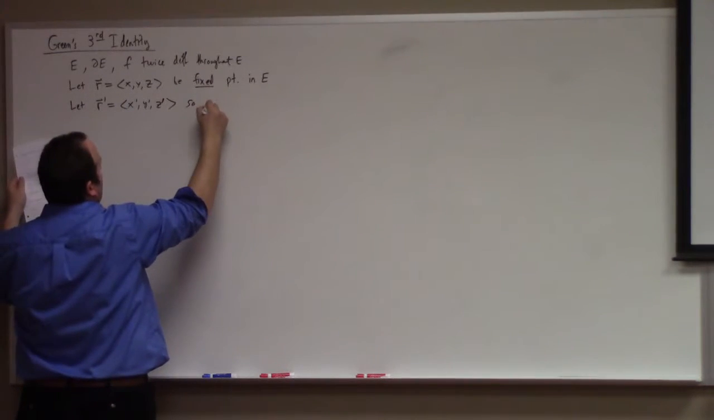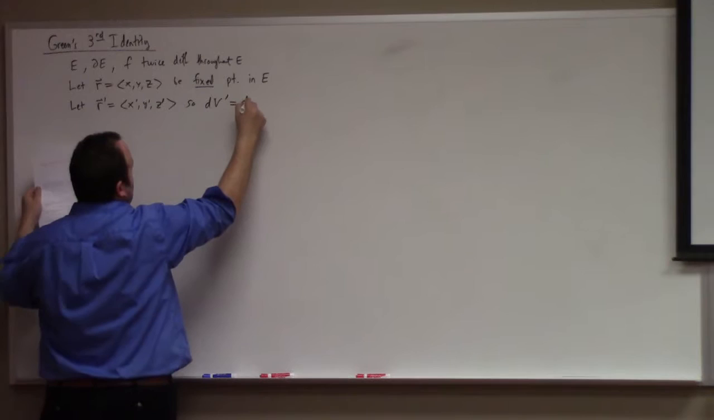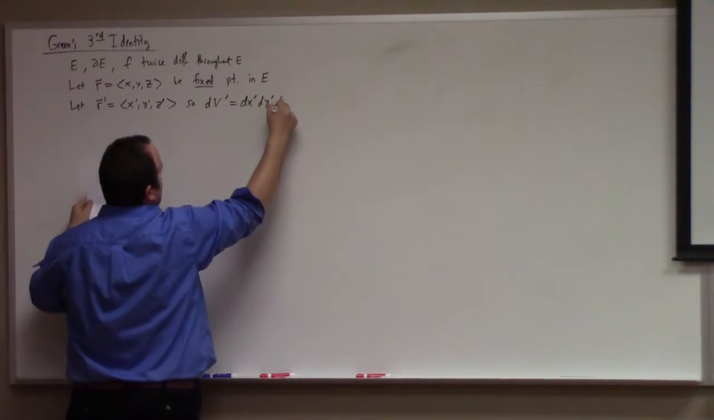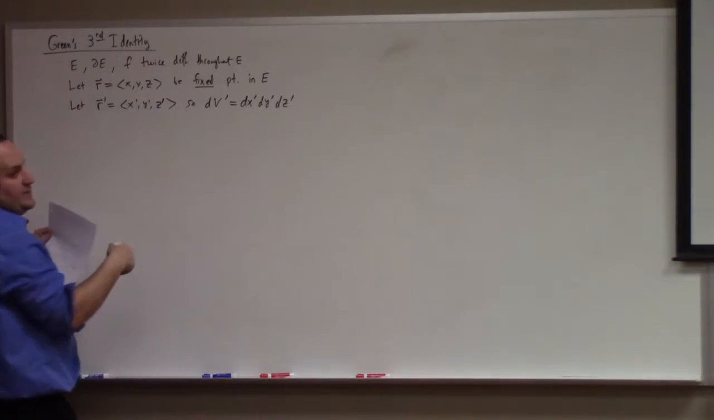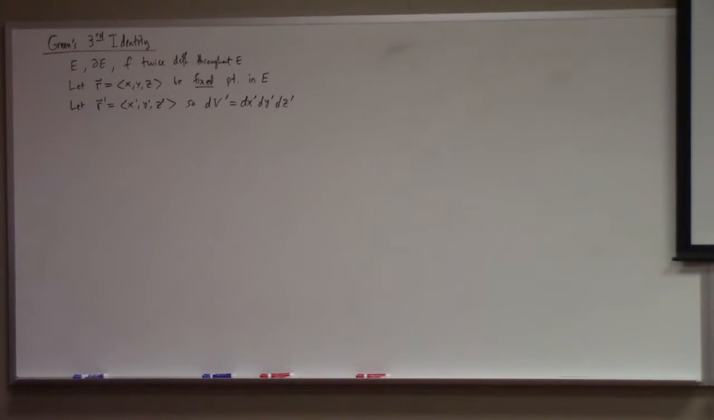So dv prime, for example, is dx prime, dy prime, dz prime. So we're using the prime variables to set up the integration. We're using x, y, z as a fixed but arbitrary point. This is opposite our usual practice. Our usual practice is to use x and y and z as integration variables. But here I want x, y, z to be an arbitrary point, so I can't do that.